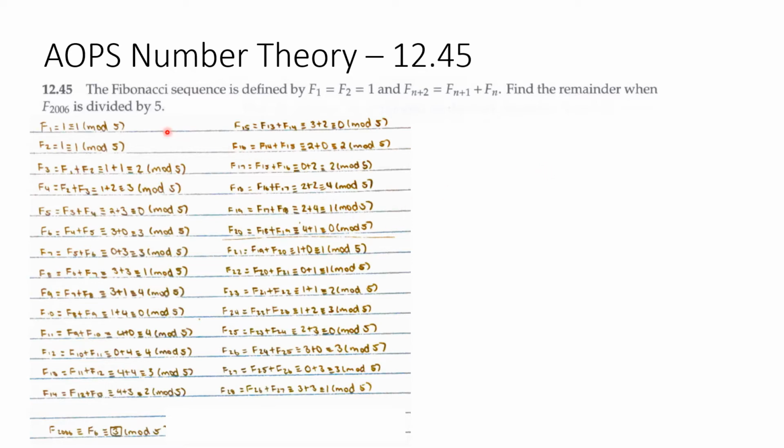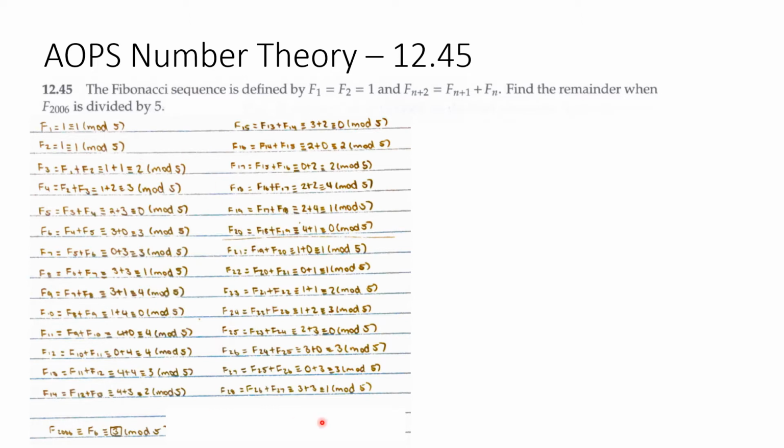So we're just going to test all of them to find if there's a repeating pattern, and then we can find the 2006th one. f1 is equal to 1, which is congruent to 1 in modulo 5. f2 is congruent to 1 as well. f3 is equal to f1 plus f2, which is congruent to 1 plus 1, which is congruent to 2 in modulo 5. f4 is equal to f2 plus f3, which is congruent to 1 plus 2, which is congruent to 3 in modulo 5, and so on. So it's just the previous two terms, and then we find what it's congruent to in modulo 5.